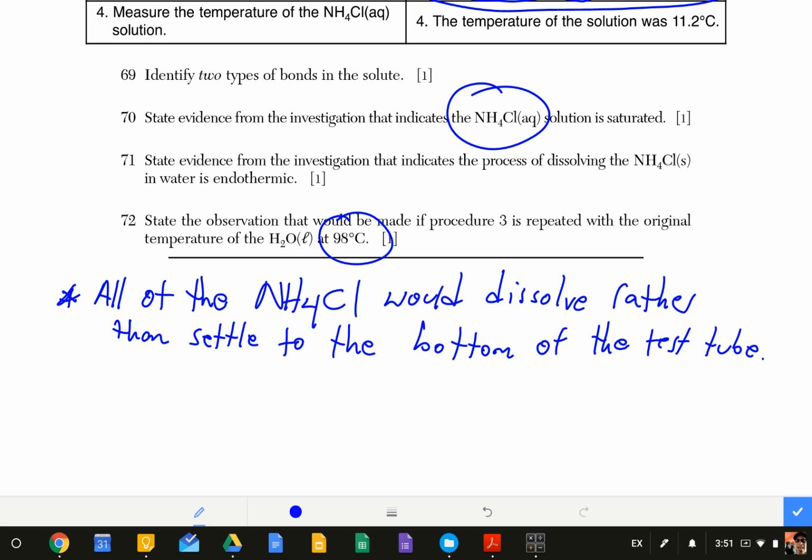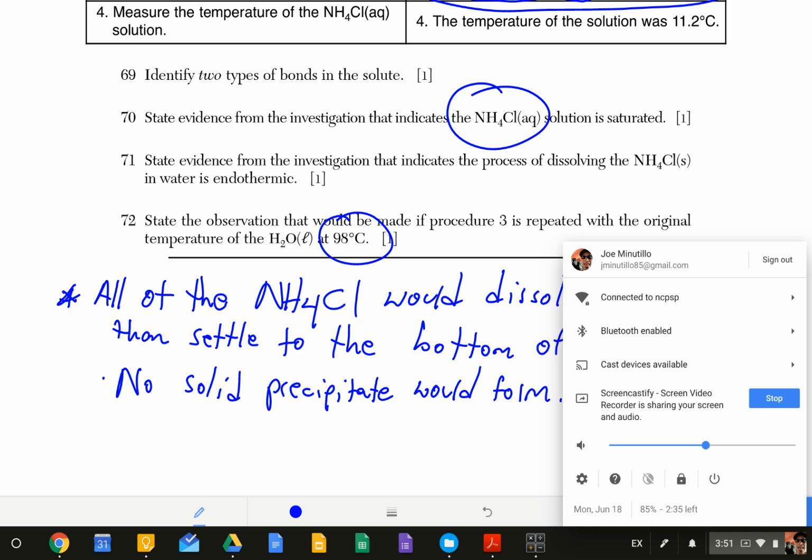So basically, it would no longer be a saturated solution. And you could say this another way. You could say no precipitate would form, no solid precipitate would form. Anything along those lines where you would notice that at a higher temperature, more ammonium chloride would dissolve. And again, that's most solids dissolve better at a higher temperature. You've seen this in the kitchen at home. Okay, and I think that will be enough for this video.